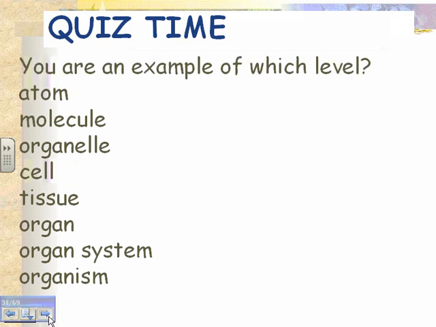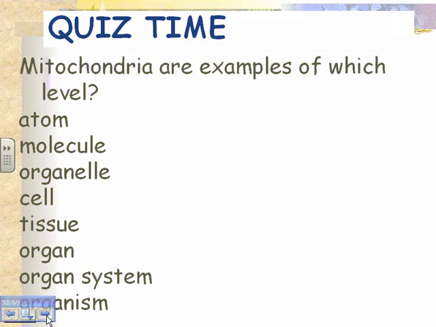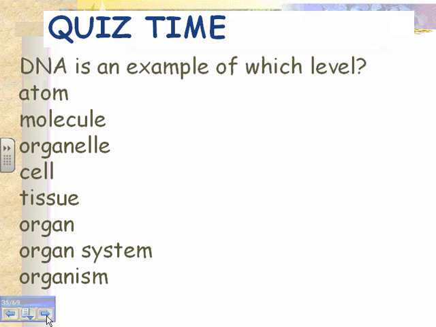You are an example of which level? You are an organism. The cardiovascular system is an example of an organ system. Mitochondria are examples of organelles. Carbon is an example of an atom. DNA is an example of a molecule.